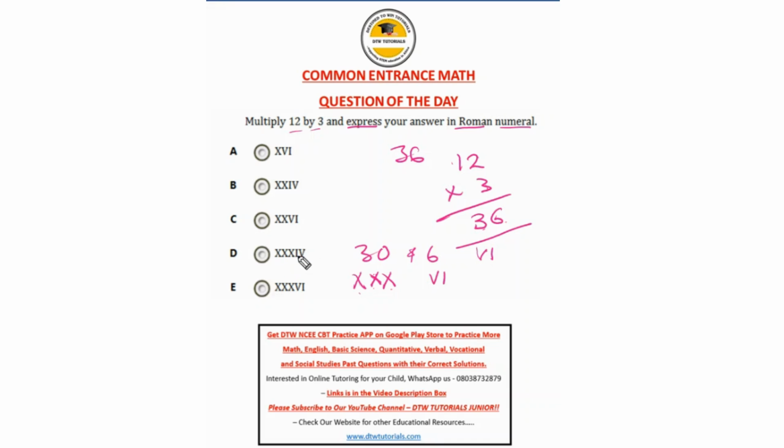Okay, so here our right answer is option E, which is what? You bring these two together, which makes XXXVI. So we have our answer here, XXXVI.